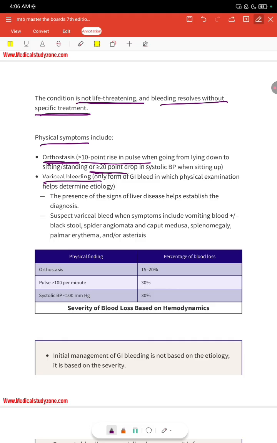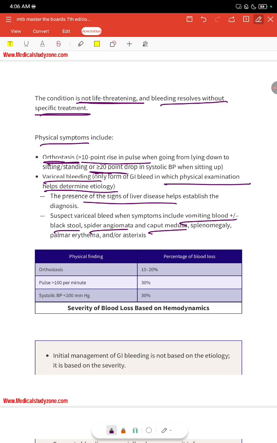Variceal bleeding is the only form of GI bleed in which physical examination helps determine etiology. So this is variceal bleeding. The presence of the signs of liver disease helps establish the diagnosis. So it is related with the variceal bleed. Suspect variceal bleed when symptoms include vomiting, plus or minus black stool, which is melena, spider angiomata, and caput medusae.